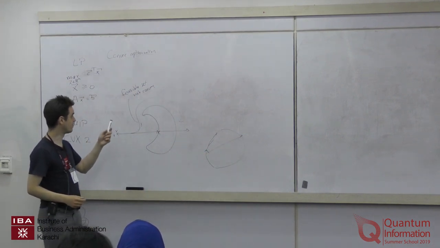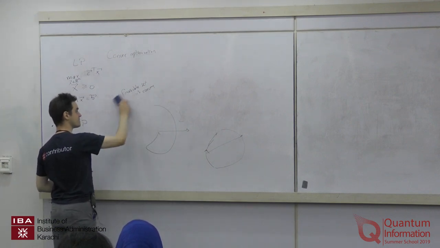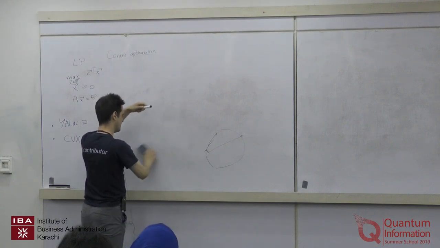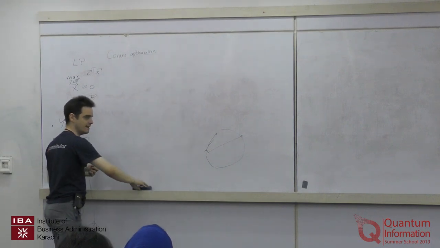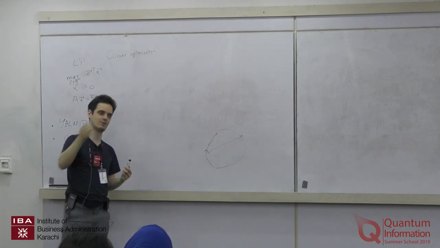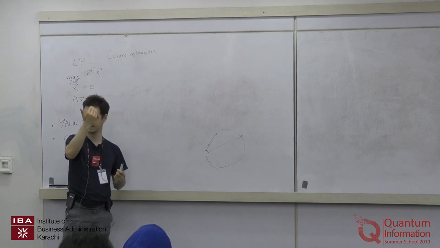The property of convex problems, so I'm going to remove this. This was just to illustrate. For a convex problem, you solve it by just going as far as possible in the direction that you want to optimize, and when you bump into a wall, you follow the wall. If you use this strategy, you always go to the maximal solution. And there is only one unique global maximum.